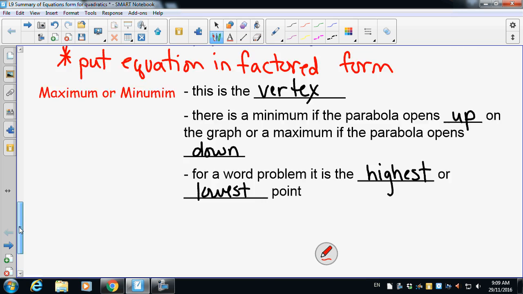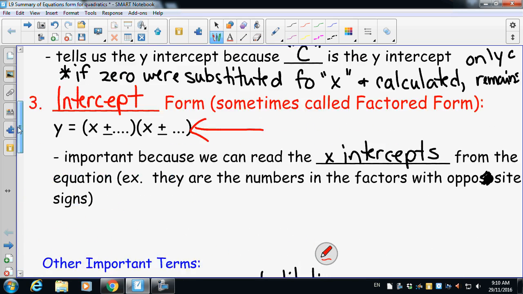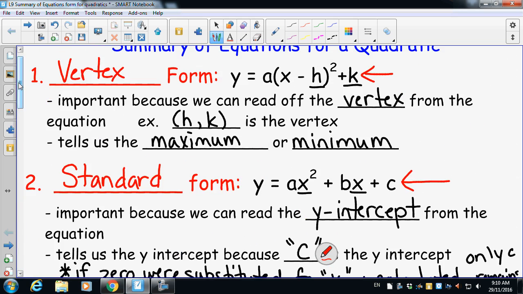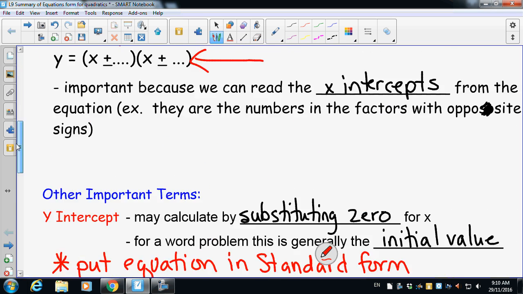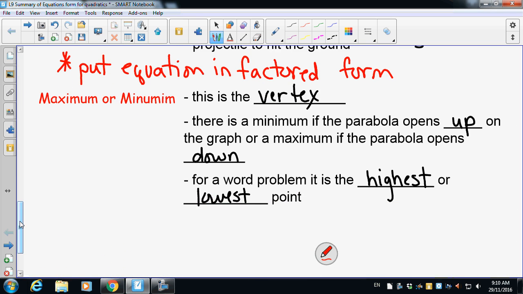And the maximum or minimum value is connected to the vertex form because the vertex tells us the highest or lowest points. So whenever you're talking about maximum or minimum, we need the equation in vertex form.